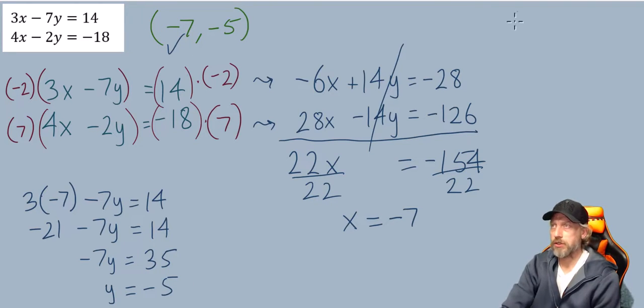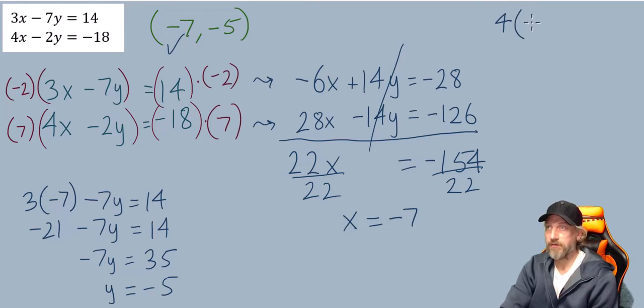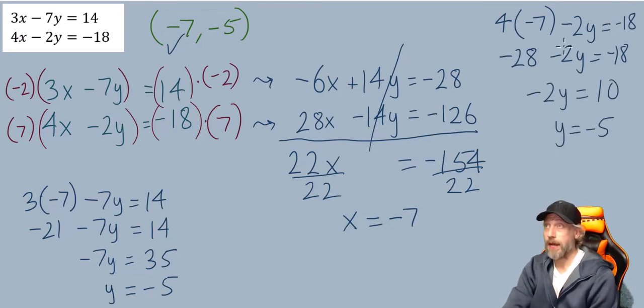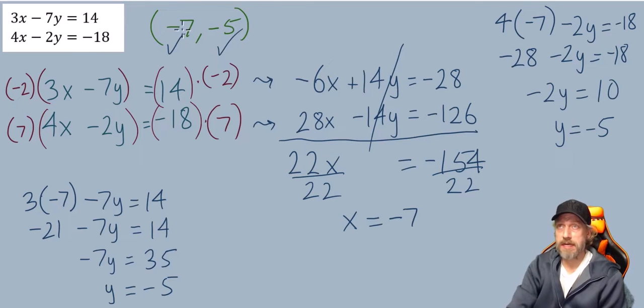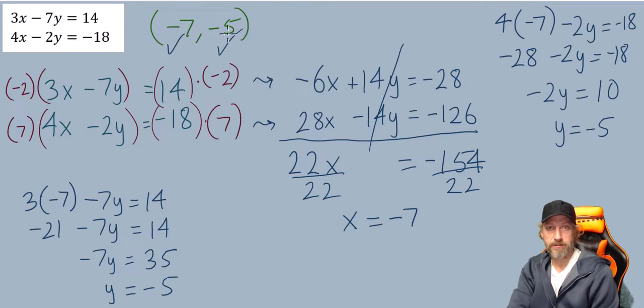Let's check, just to be thorough, in that other equation, 4x minus 2y equals negative 18. That's going to be 4 times negative 7 minus 2y equals negative 18. And it did check out. 4 times negative 7 made negative 28. So then I added 28 to both sides to get negative 2y equals positive 10. And dividing by negative 2 gives y equals negative 5. So we have got the same solution: x equals negative 7, y equals negative 5.